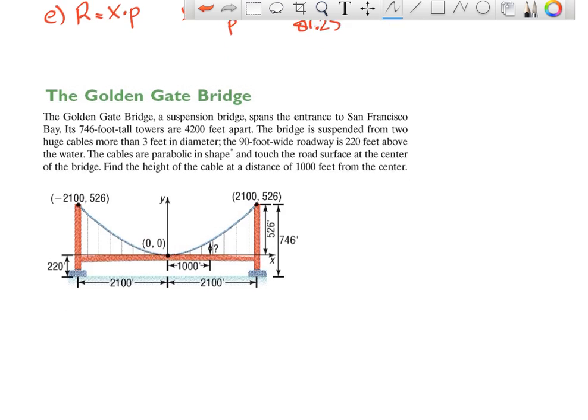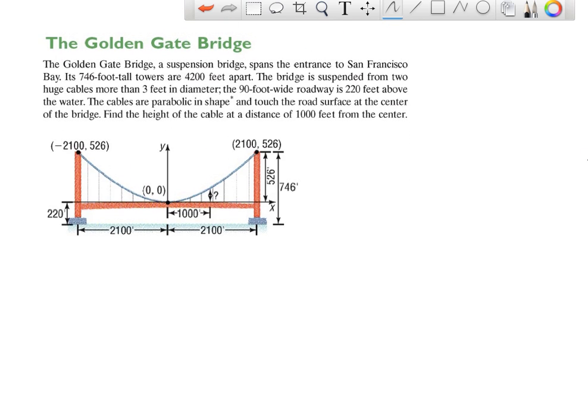Okay. Next word problem. The Golden Gate Bridge, a suspension bridge, spans the entrance to San Francisco Bay. Its 746 foot tall towers are 4,200 feet apart. It's suspended from 2 huge cables more than 3 feet in diameter. The 90-foot wide roadway is 220 feet above the water. So there's the 220. From here to here is the 4,200 feet that they were talking about. And since we have 746 foot tall towers, but they equate to 220, that leaves 526 here and marked here.